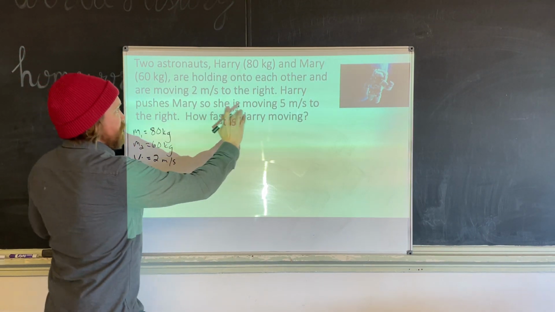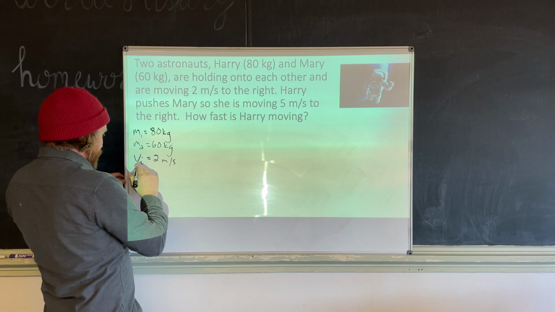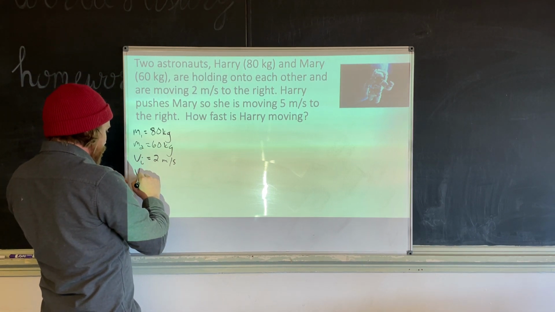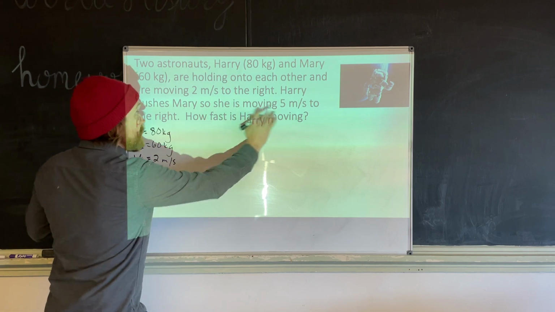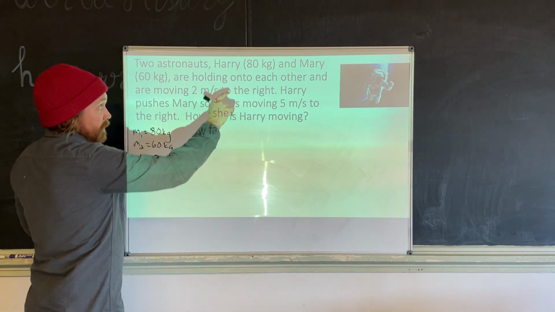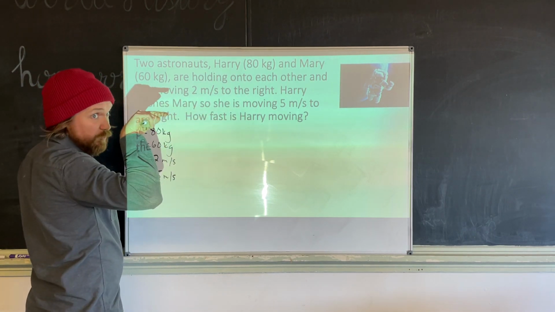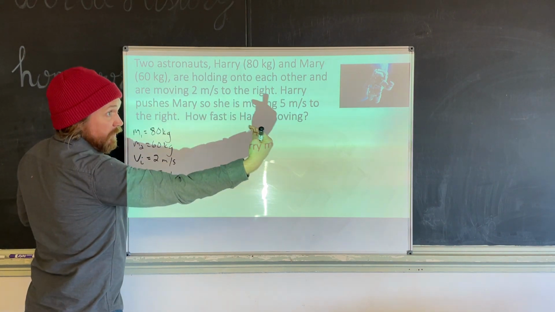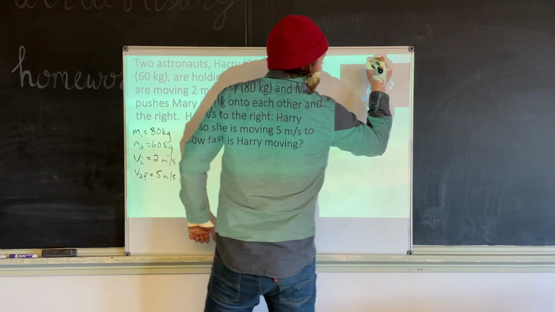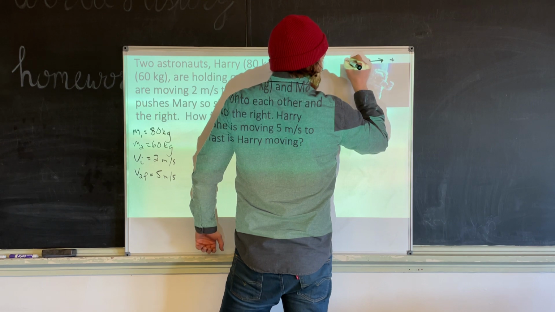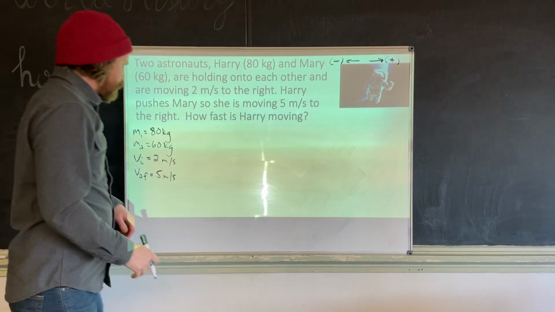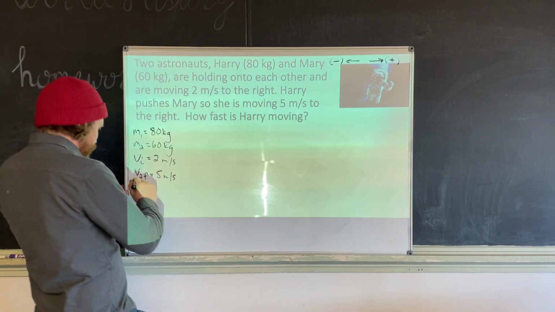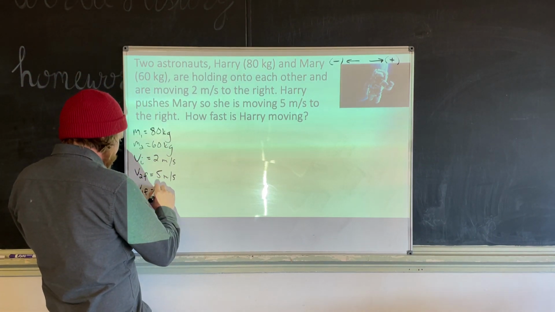Harry pushes Mary, so she is now moving 5 meters per second to the right. So we know that the final velocity of Mary is 5 meters per second to the right, which is that way, which is the same as this direction. We're saying right is positive, left is negative, right? This way is positive, this way is negative. How fast is Harry moving? All right, V1 final is what we're looking for.